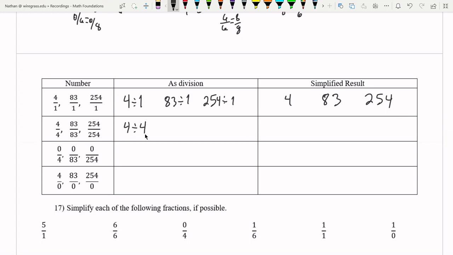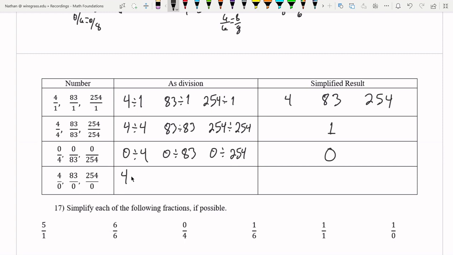Here we have 4 divided by 4, 83 divided by 83, and 254 divided by 254. In each one of these cases, you get just 1. 4 can go into 4 one time. 83 can go into 83 one time. Here we have 0 divided by a number, and 0 divided by a number, as long as it's not 0, is always equal to 0.